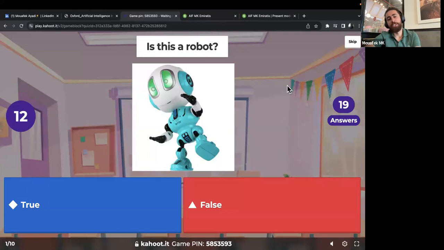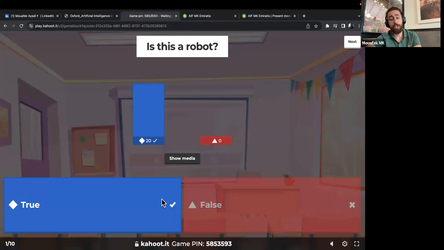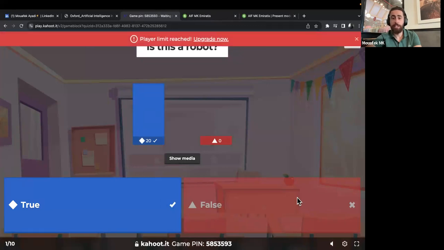So the first question is: is this a robot? This is just a funny question to familiarize yourself with. Here you have true, and here you have false. Oh, nice. 20 of you got the concept. For those who couldn't reach, I'm really sorry, because I cannot do anything about it.